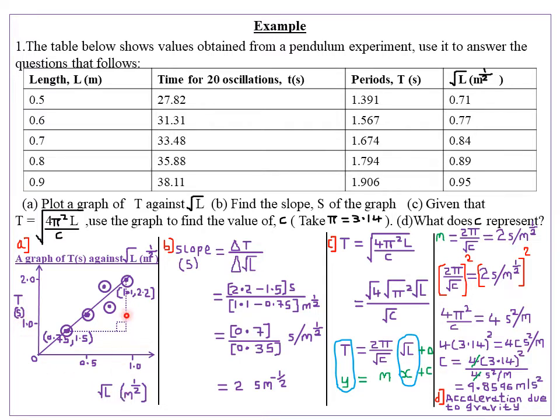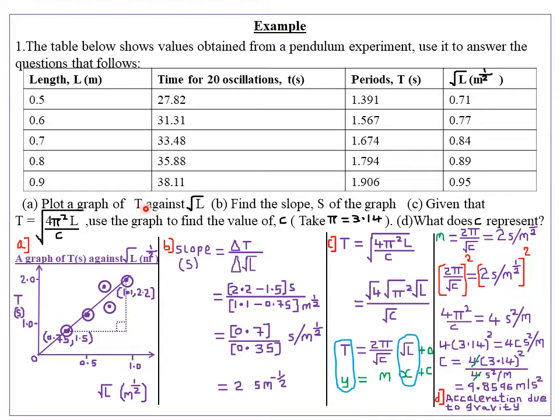Then also, when you are plotting your graph, always remember to plot all the points that you are given from the question. For example, here we are given how many points? We have 1, 2, 3, 4, 5 points. So as you can see, my graph is having 1, 2, 3, 4, 5 points plotted. So if you are given 5 points, ensure that your graph has 5 points if you want to get full marks. Then ensure that your axes are well labeled.